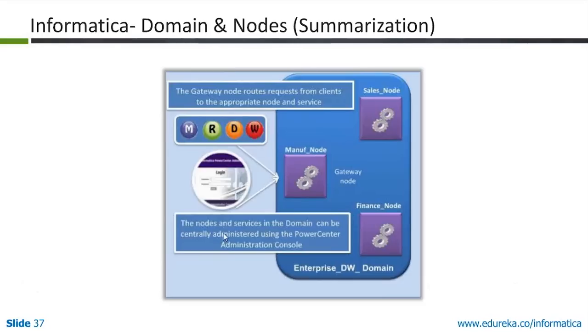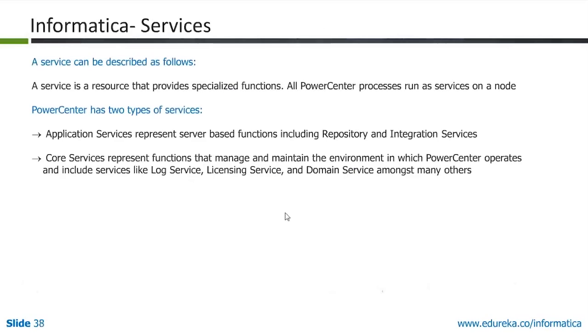So all the nodes which are under the single domain, and all the services that you have created there, can be administered using that PowerCenter administration console. Informatica Services. A service is a resource that provides specialized functions. A PowerCenter process runs as a service on a node. Okay. So application services represent server-based functions, including repository and integration services.